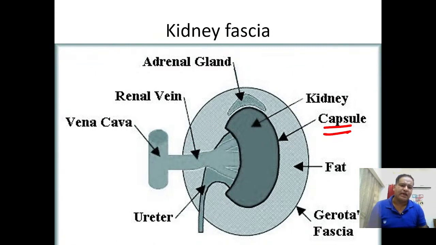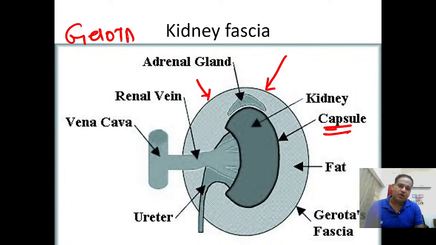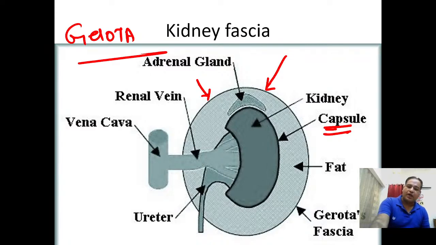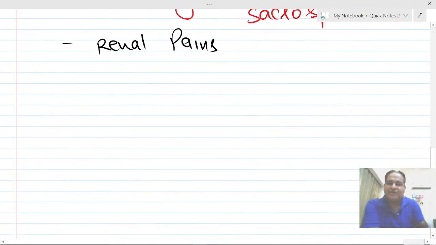This is not a strong capsule, but the stretching of this capsule gives rise to immense pain. Now, you see, what is the most prominent structure which you can see around the kidney? Most prominent structure which you can see around the kidney is Gerota's fascia. Gerota's fascia. Fine. Now, Gerota's fascia is an extremely strong fascia.